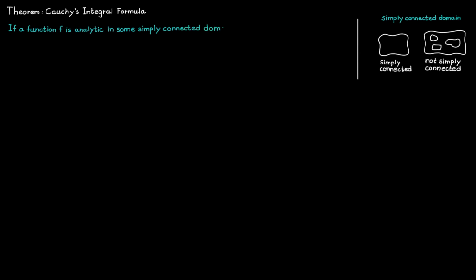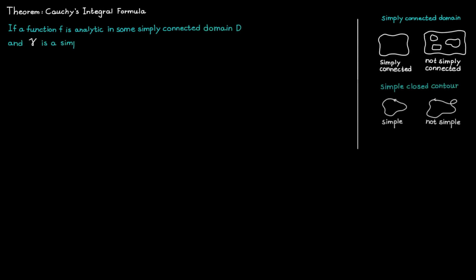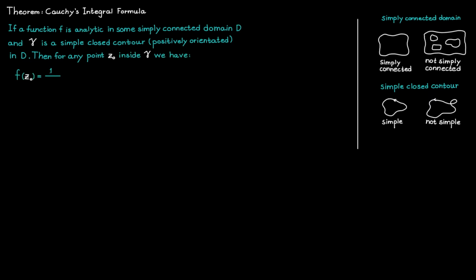Today we're going to talk about Cauchy's integral formula and how it can be used to solve integrals. This theorem states that if a function is analytic in some simply connected domain D, and gamma is a simple closed contour with positive orientation in this domain D, then for any point c0 inside of gamma, we have that the function at this point can be determined by the following integral.